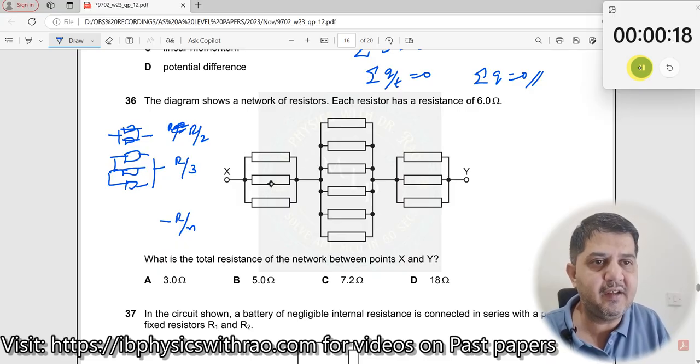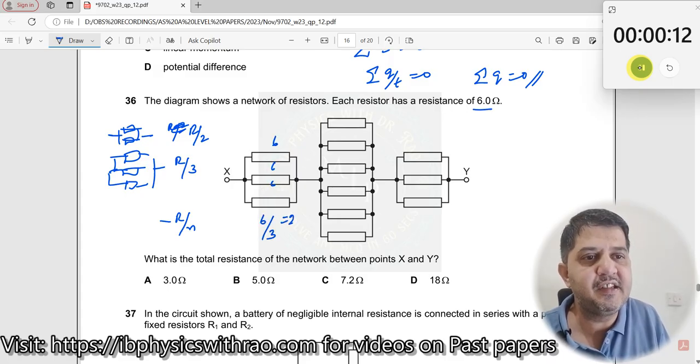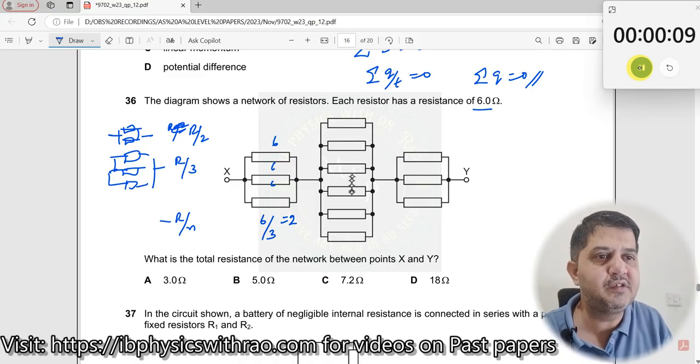So here, what is each resistance? 6 ohms. So it will be 6 by 3, which is equal to 2 ohms here. Now here, 1, 2, 3, 4, 5, 6. There are 6 resistors. 6 by 6 will be equal to 1 ohm. Here 6 by 3 is equal to 2 ohm.